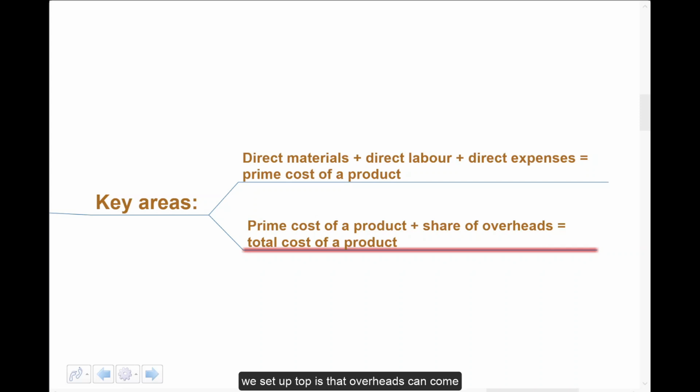Now you recall what we said up top is that overheads can come in a number of different forms. They may be direct, but they may also be indirect. So that allocation, or if you will, that split up of overheads is important. So let's note the difference between these two definitions. One, clearly the prime cost, direct, and one, the total cost, i.e. prime cost plus the share of overheads.